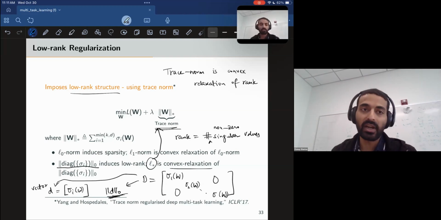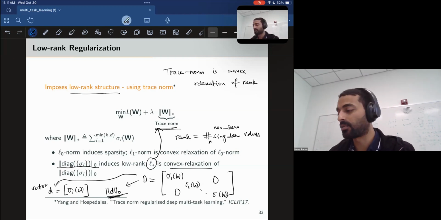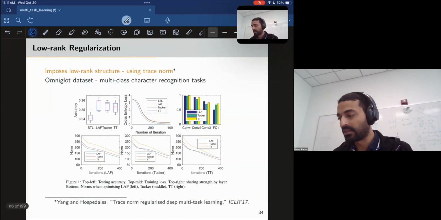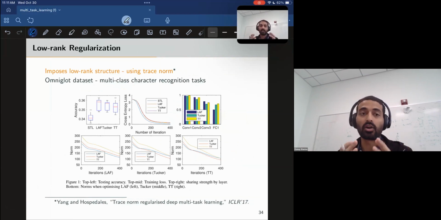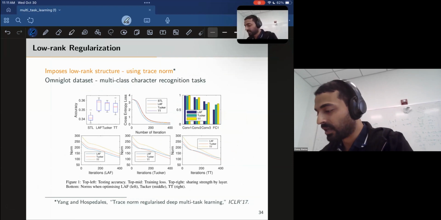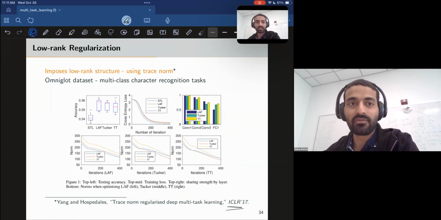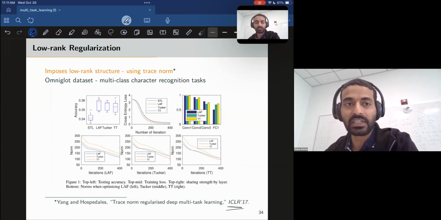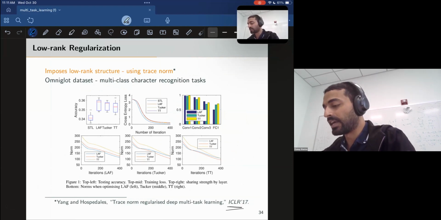So one way to impose low rank was using subspace. The other was using trace norm regularization. And again, there are advantages of doing this, imposing low rank structure. It gives you a lot of shared information across tasks. And this has been explored in this paper. Interestingly, this is just a 3-page paper. The fourth page is references. It was in some workshop in ICLR 2017, but it's quite well cited. So it was an influential idea.